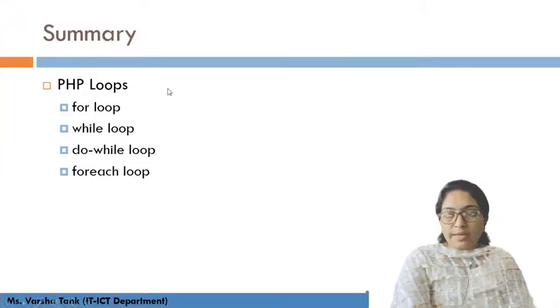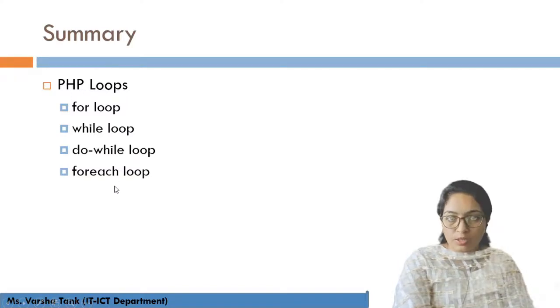Okay, so summary of this lecture: we have learned about the PHP loops: for loop, while loop, do while loop, and foreach loop. For loop and while loop are entry control loops, and do while loop is an exit control loop. Now the difference between for and foreach loop: you can use for when you know the exact count of how many times your loop is going to be executed. And the foreach loop you can use if you don't know in advance how many times your loop is going to be executed. The foreach loop works on arrays only. Arrays in detail we will see in the next lecture.